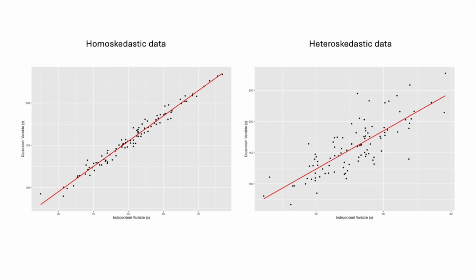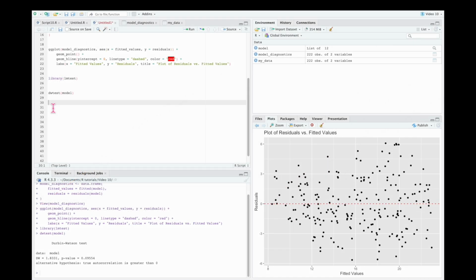Homoscedasticity, also known as constant variance, is a key assumption in regression analysis. It refers to the condition where the variance of the residuals is constant across all levels of the independent variable. In simpler terms, it means that the spread of the residuals remains the same across the range of predictor values. To detect heteroscedasticity in the residuals of a regression model, we can run the Breusch-Pagan test. It assesses whether the variance of the residuals is dependent on the values of the independent variable.